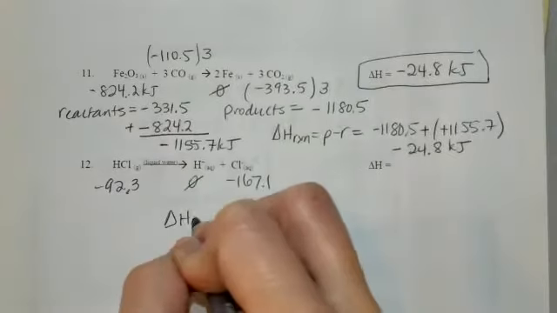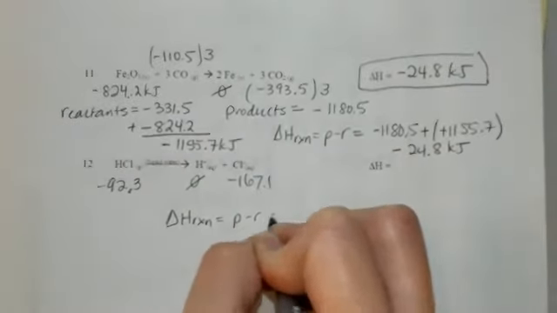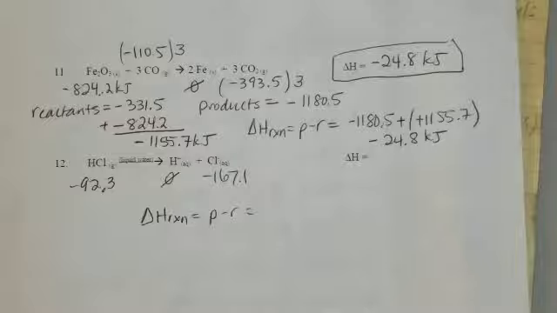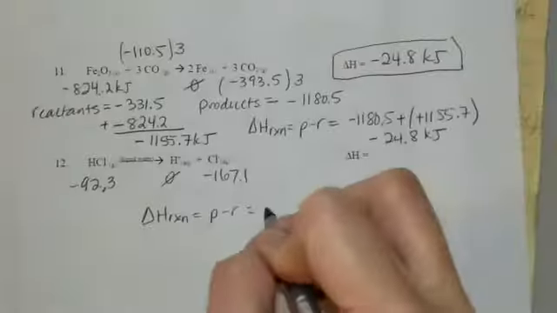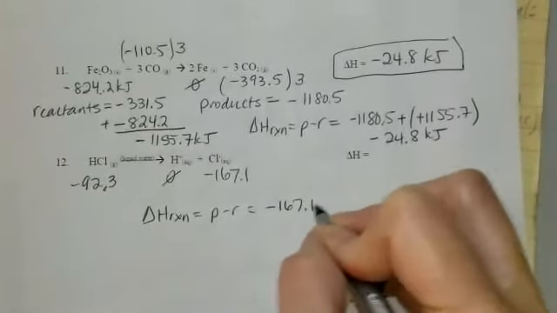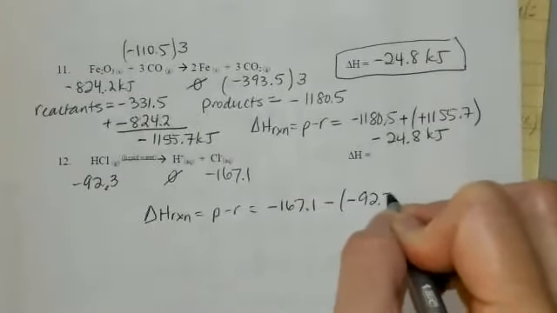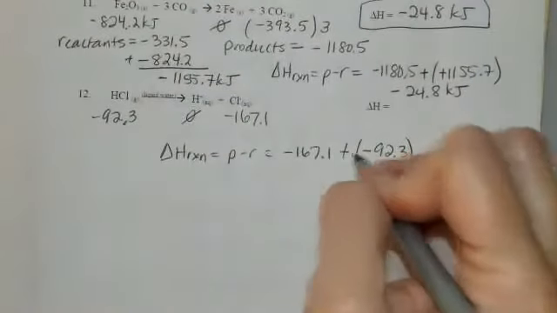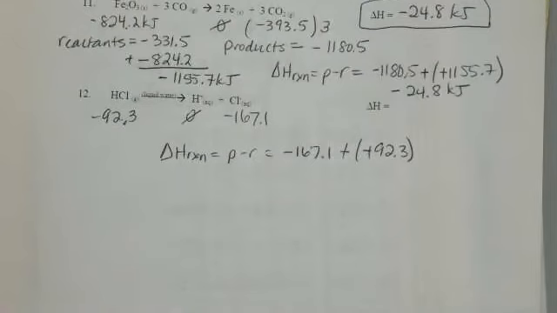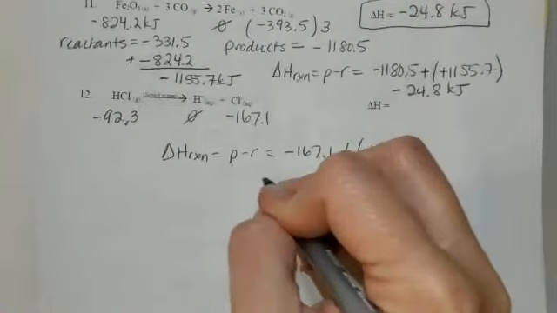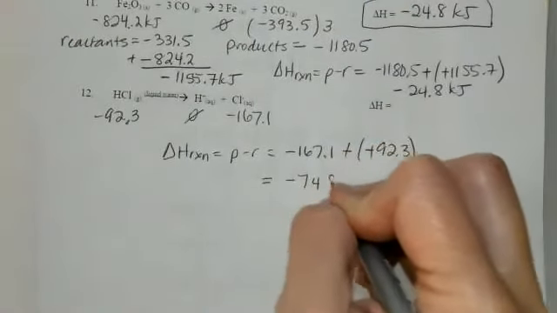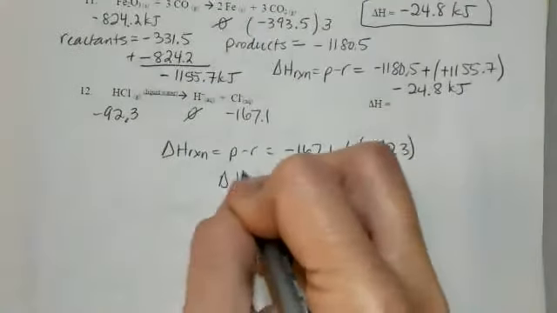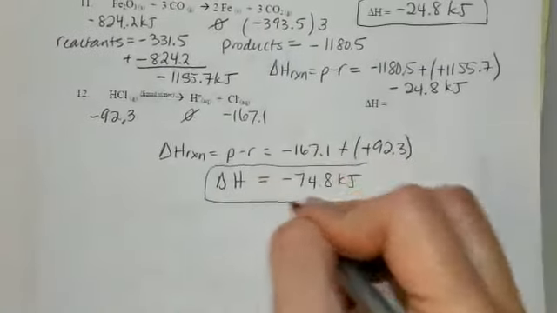The delta H for the reaction, again, products minus reactants. And we're just going to take that negative 167.1 and minus a negative 92.3. And so the negative minusing the negative becomes a positive. So when I go ahead and subtract everything through, I get a delta H of reaction of negative 74.8 kilojoules. And that'll be my enthalpy for this reaction.